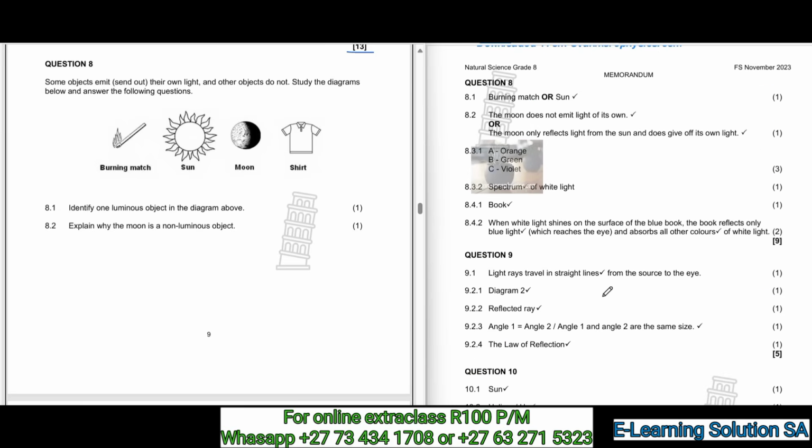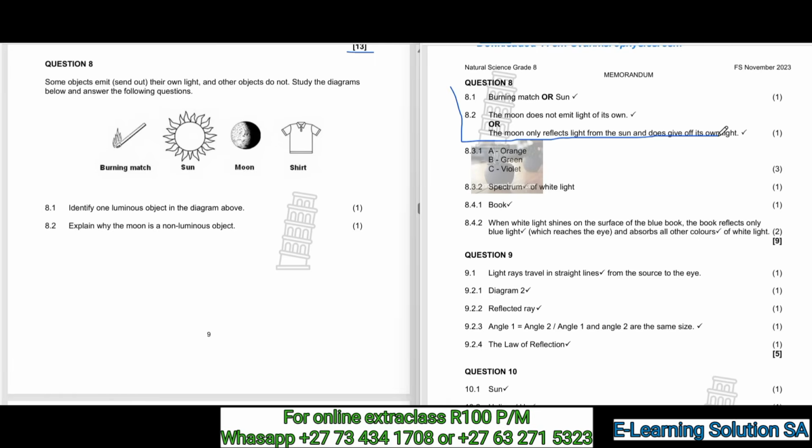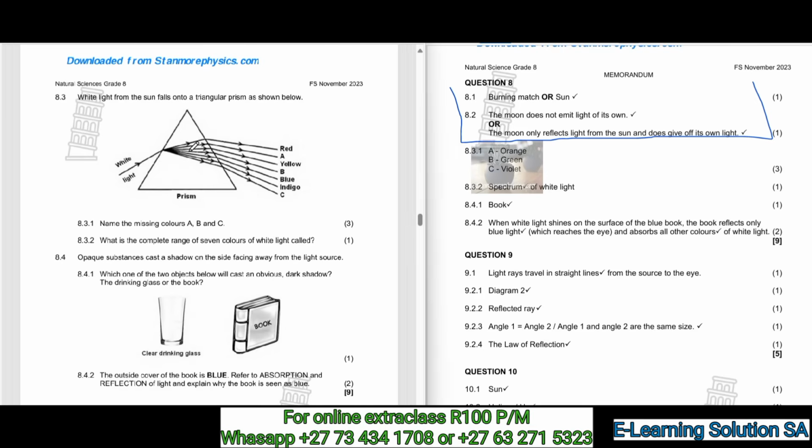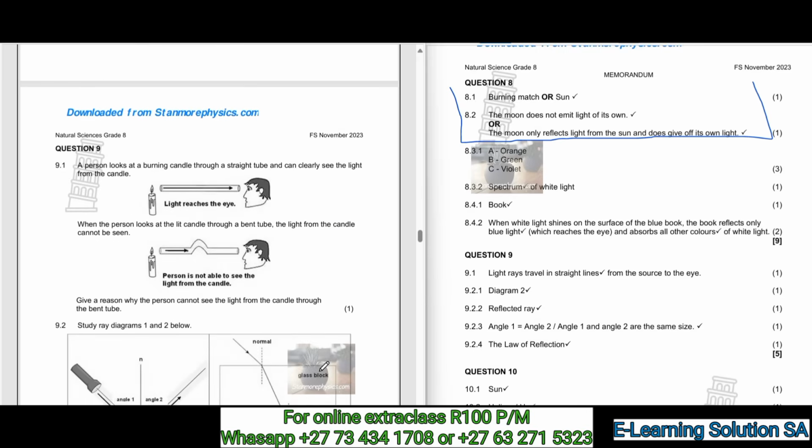So question 8. 8.1 and 8.2, those are your questions and answers. So please make sure that you pause the video and check everything out. Moving over, 8.3 up to 8.4.2, those are your questions and answers as well. Just pause like you did in your previous questions, then you'll be able to see everything clearly. Okay, it's 9 marks allocated, so you must get it.